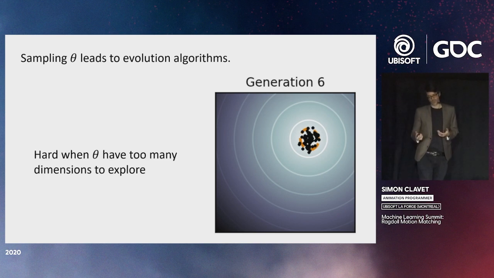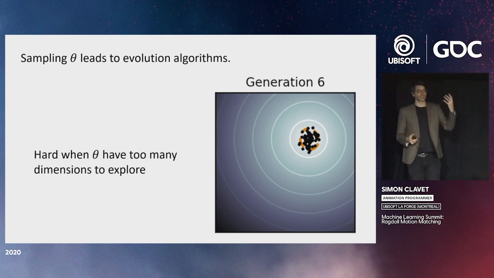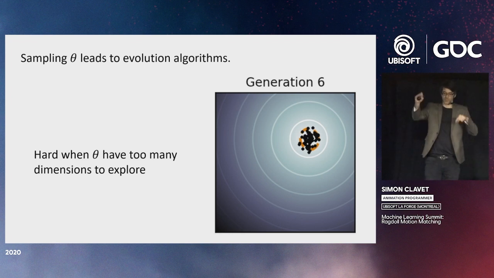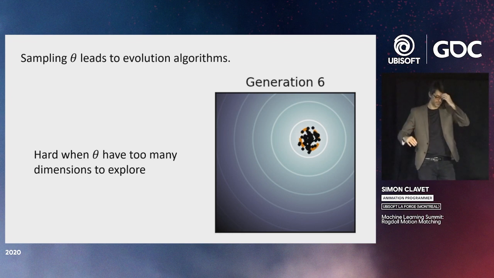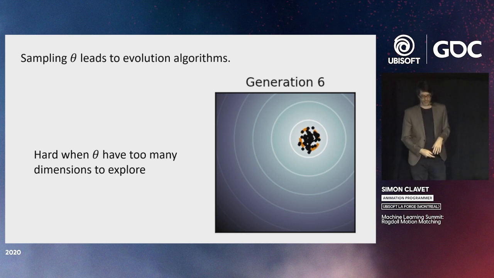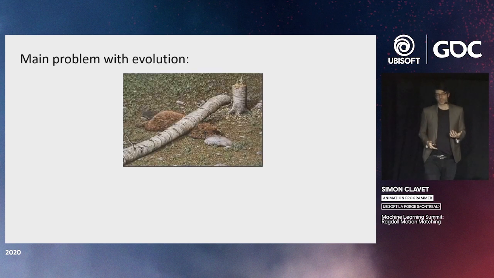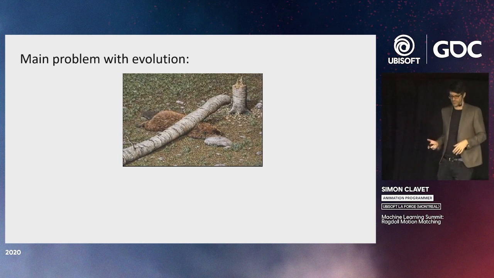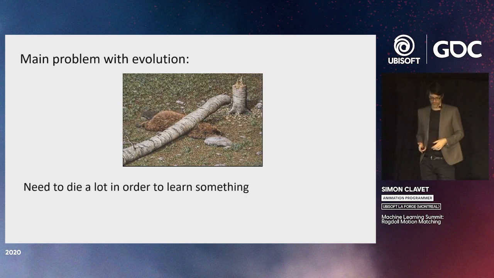What's hard with this is that when theta has lots of dimensions, it's hard to sample because of the curse of dimensionality. You can't really explore efficiently. It's very difficult. But the actual problem with evolution is not that. The actual problem with evolution is that you need to die a lot in order to learn something. It's learning by dying. It's not super efficient. That's why it took like billions of years. Or millions, I don't know.